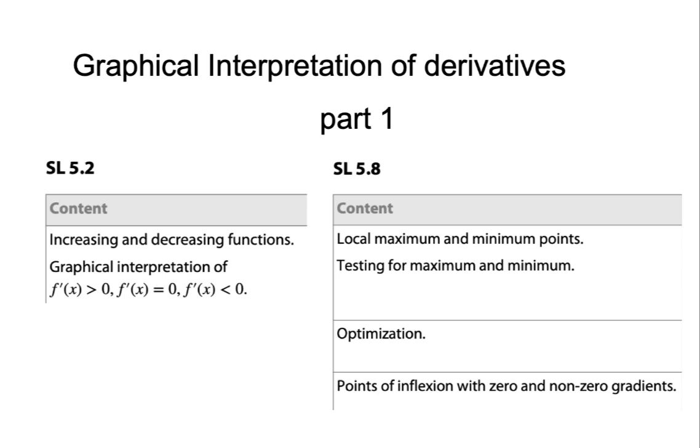In today's video, we're going to look at the graphical interpretation of the derivative. In your IB syllabus, this is SL 5.2 and SL 5.8, although in 5.8, we're not going to deal with optimization in this video. That will be in a later video.